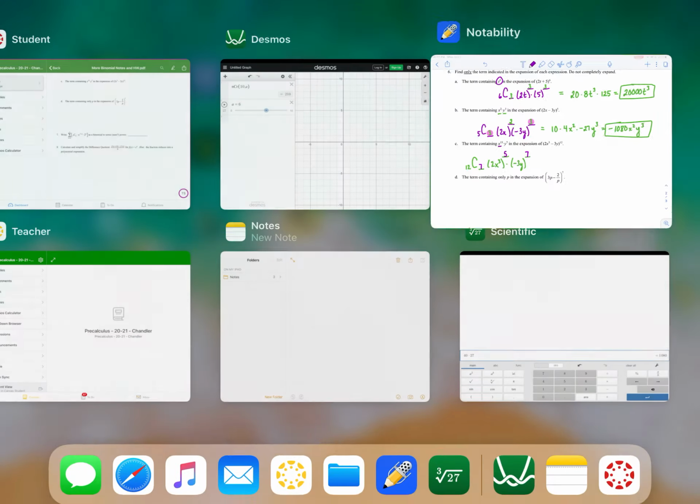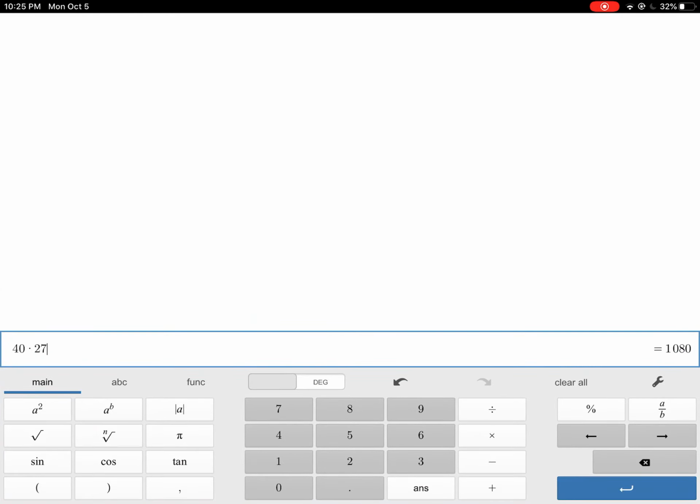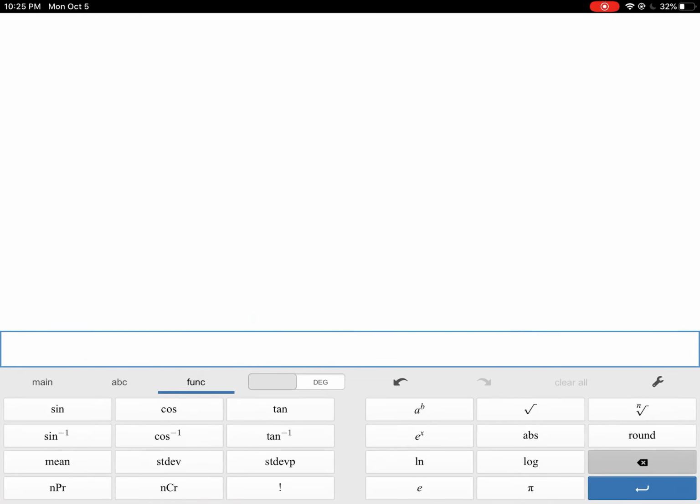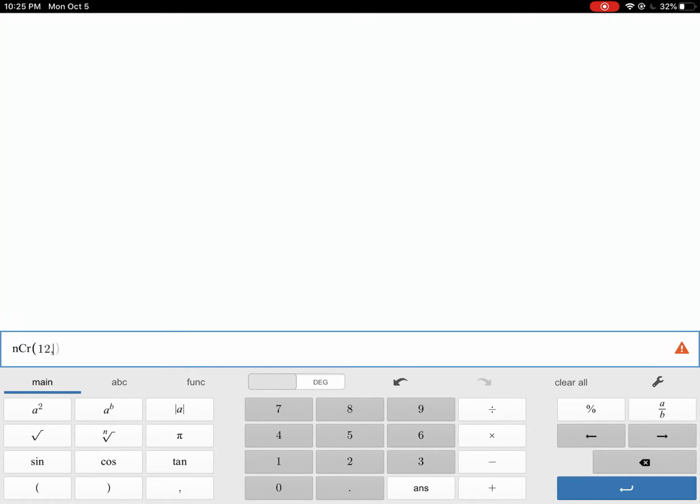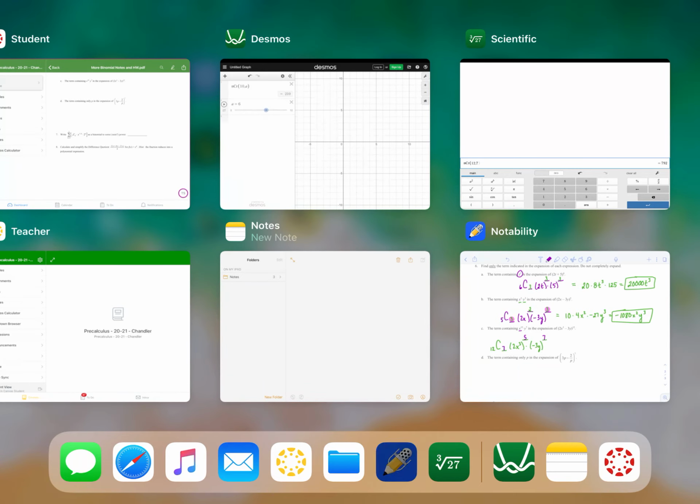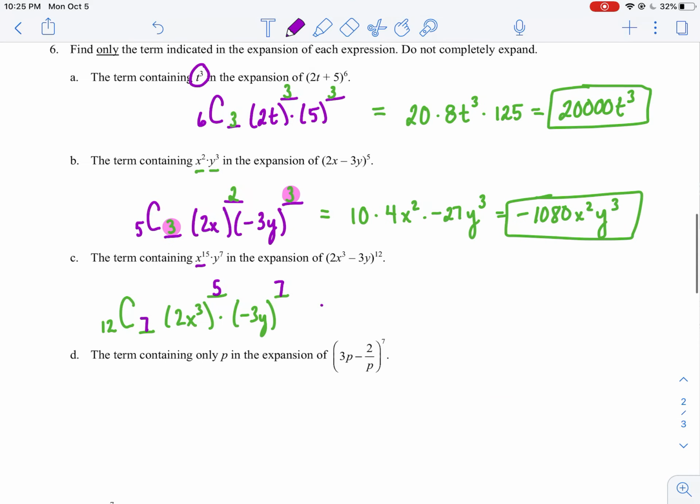All right, so let's figure out 12 choose 7 real quick. So I've got 12 choose 7. So that's 792. So 12 choose 7 is 792. So 792. I've got 2 to the 5th, right? So 2 to the 5th is 32. And then that's x to the 15th.